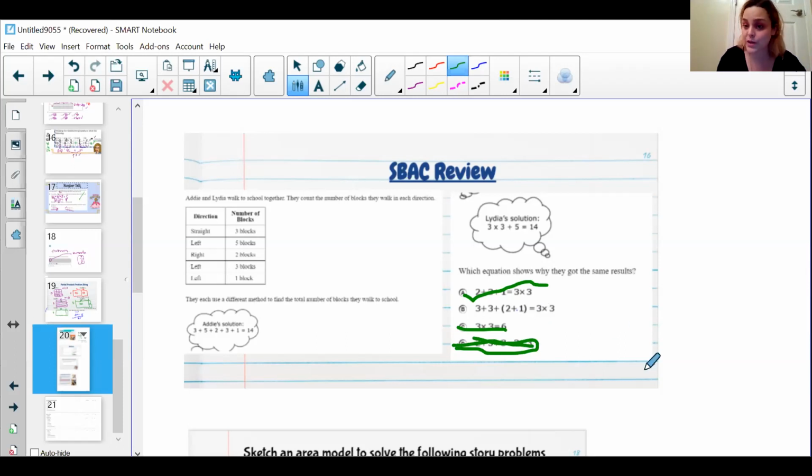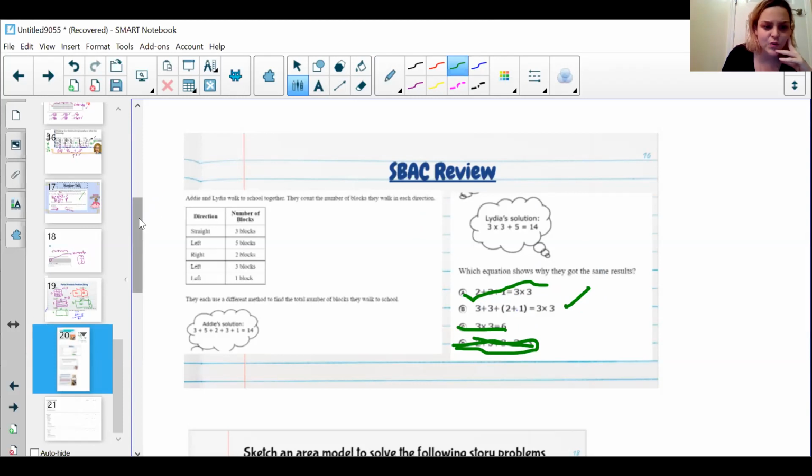And then let's look at option B, because that's our option that we have left, and let's make sense of it. Like, why does it make sense that Lydia's solution and Addy's solution gave us the same answer? So they wrote 3 plus 3 plus 2 plus 1, right? So 3 plus 3 is 6 plus 2 plus 1 is 3, so that would give us 9, and 9 is equal to 3 times 3. But let's give ourselves a check mark.